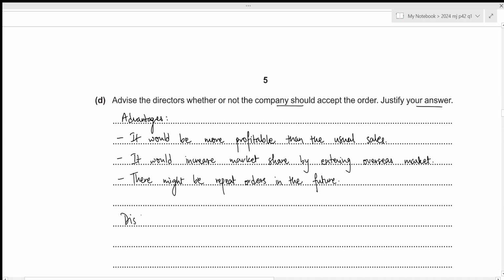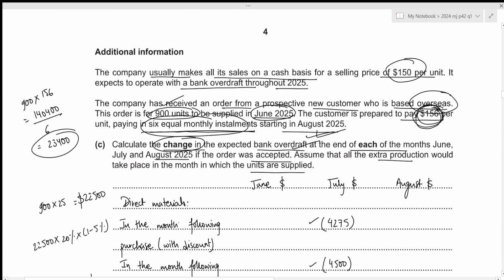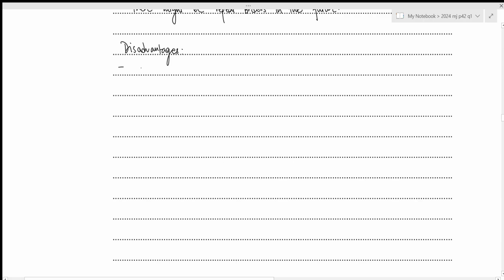Now let's consider the disadvantages. The first thing is about the credit payment, because currently we are only allowing cash sales, but in this case we are considering the payment in 6 equal monthly installments, which will begin 2 months after the sales takes place. So if the regular customers get to know about this, they might also request credit. Let's write it down. Regular customers may also request credit.